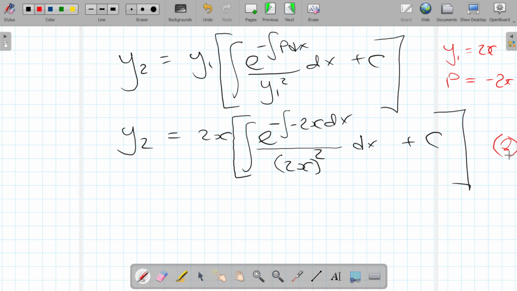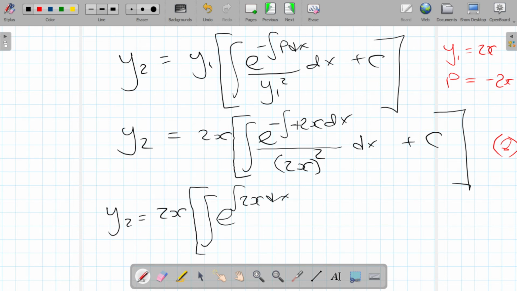Equation 8 simplifies to give y2 equals 2x times the integral of e to the integral of 2x dx. You see the two minuses multiply together to give a plus, and that's divided by 4x squared. So we've got the integral of e to the integral of 2x dx divided by 4x squared, and then we've got a dx term there plus c.